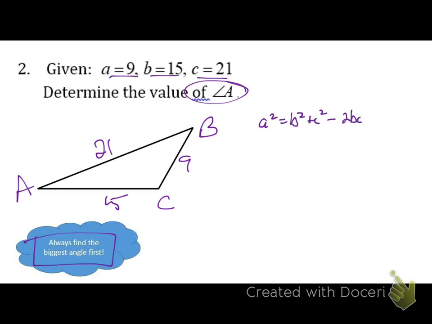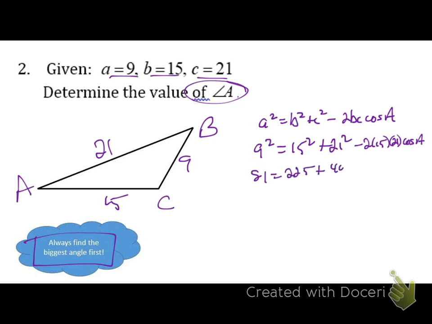And so we write that down, and then we go through and just plug in what we know. We know that a is 9, we know that b is 15, and that c is 21. All right, and then simplify. So this is 81 equals 225 plus 441 minus 630 cosine of A.